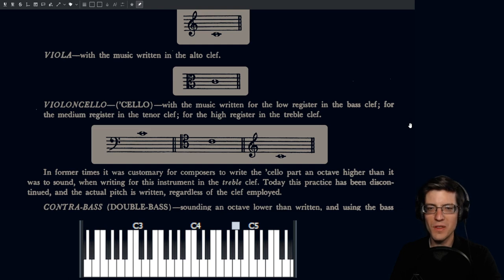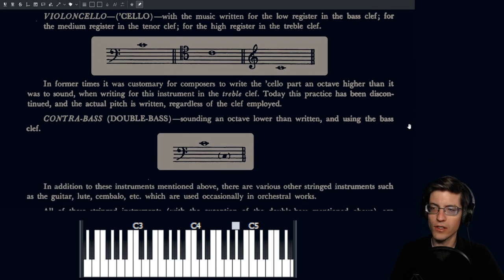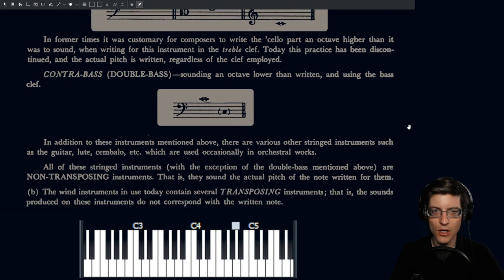Violoncello with music written for the low register in the bass clef, for the medium register in the tenor clef, for the high register in the treble clef. In former times, it was customary for composers to write the cello part an octave higher than it was to sound when writing for this instrument in the treble clef. Today, this practice has been discontinued, and the actual pitch is written regardless of the clef employed. Contrabass, double bass, sounding an octave lower than written and using the bass clef.